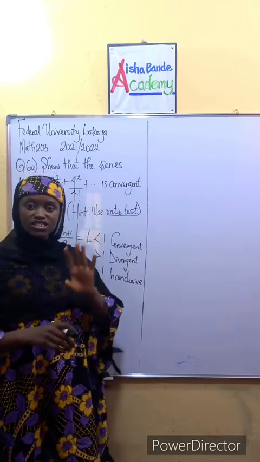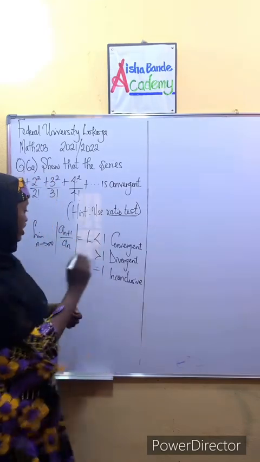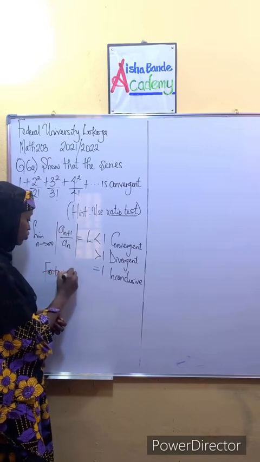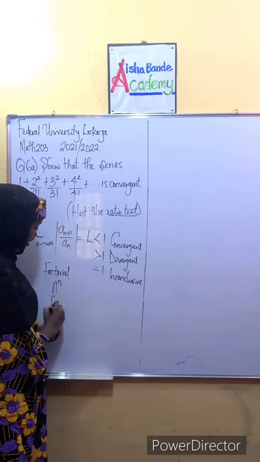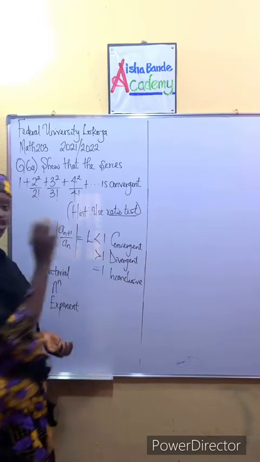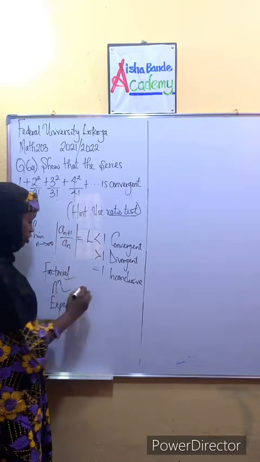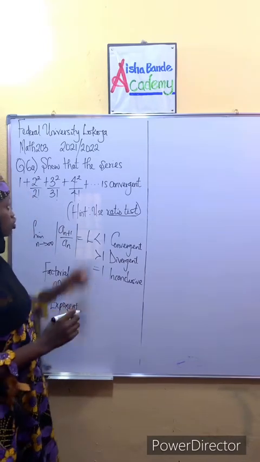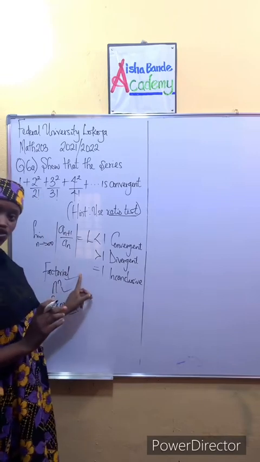There are three forms the ratio test comes in. We have the factorial, we have n raised to the power of n, and the third one, which is known as the exponent. So what this means is that the ratio test comes either in factorial form, or in the form of n raised to the power of n, or in the form of an exponent. Looking at the question we have here now, this question is a factorial one.